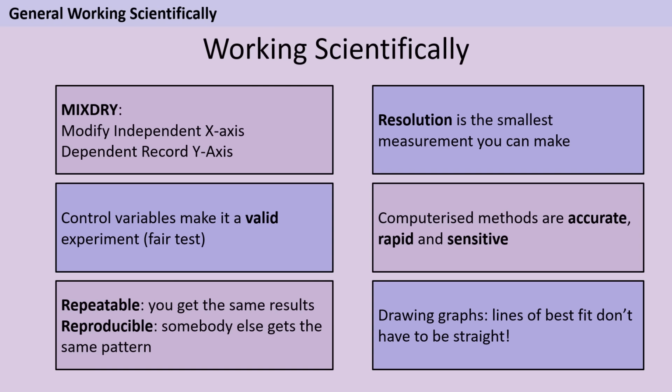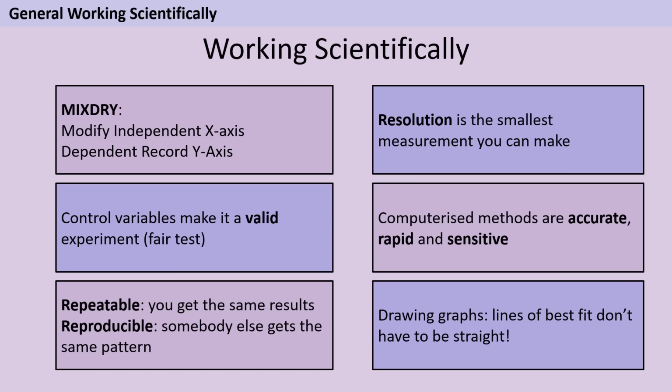So for any investigation, you should be able to identify the variables and you should be able to explain that using control variables makes it a valid experiment, also known as a fair test. If you repeat the same experiment and see the same pattern, then that is repeatable data. But if peer review takes place and other scientists repeat your experiment, or if you do the same experiment with a different method, but you still see that same pattern, then this is reproducible data.